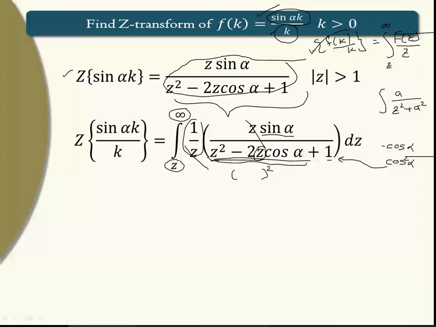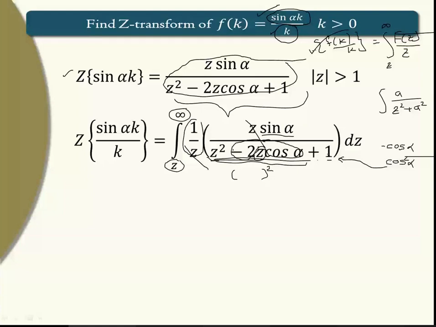Again, I will repeat. If you are having z square and z term and constant term, then try to make it a square of some term. So how to do that? Whatever coefficient of z is there, divide that coefficient by 2, take its square and adjust that term over here. So we want, instead of 1, we want cos square.